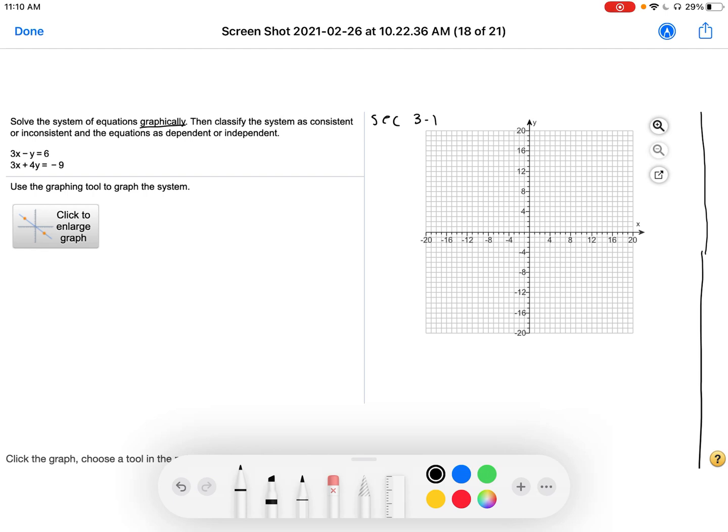All right, so I'll talk about that first little part, solving the system of equations graphically. To solve a system of equations, we want to see where they cross, where they meet. To do this graphically, I want to graph each one separately and see if they cross anywhere, if at all. So before we begin, let's talk about all the different ways you can graph.